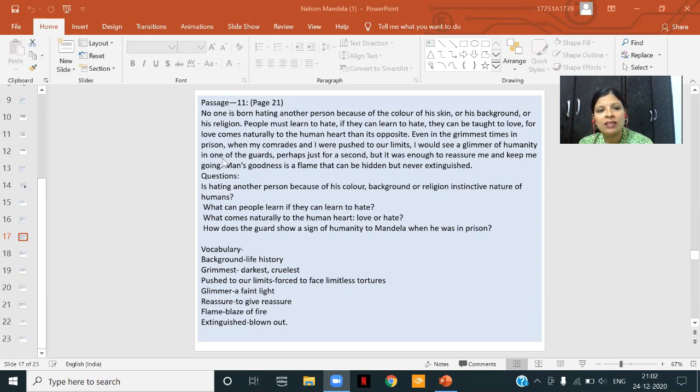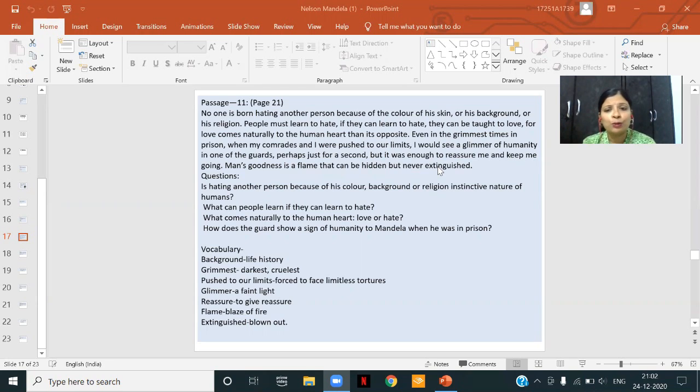Even in the grimmest times in prison, when my comrades and I were pushed to our limits, I would see a glimmer of humanity in one of the guards, perhaps just for a second, but it was enough to reassure me and keep me going. Man's goodness is a flame that can be hidden but never be extinguished.